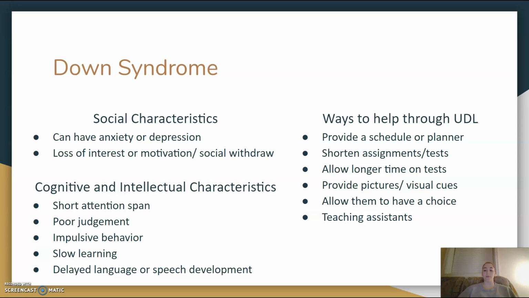Some ways to help would be to provide a schedule or a planner, shorten assignments and tests, allow longer time on tests, provide pictures and visual cues, allow them to have a choice on what they want to do in the class, and maybe have a teaching assistant in the classroom.